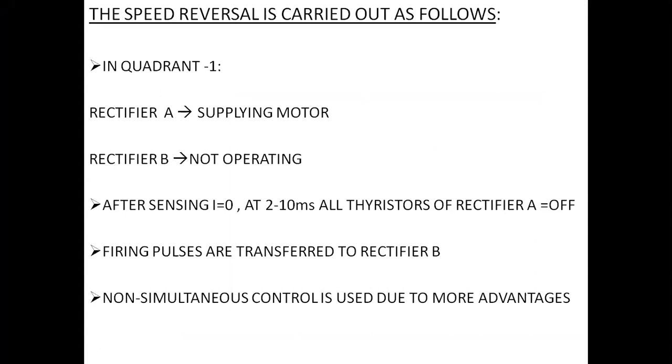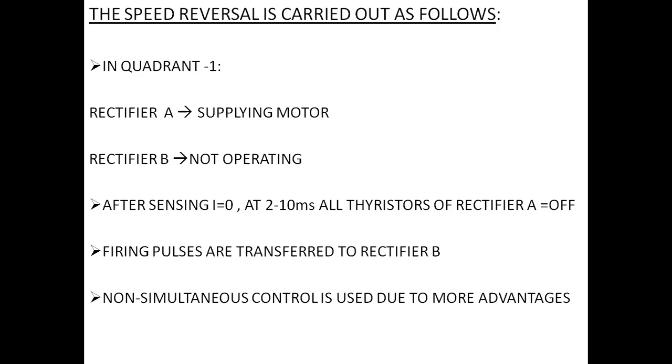So while going through the series rectifier, now we will see about the speed reversal. In previous sections we have seen how the speed reversal is done, and now I'm going to explain how the speed reversal is carried out as follows. While operating in quadrant 1, rectifier A will be doing some work and B will be doing other work. Here rectifier A will be supplying the motor. That means it is acting as a generator and it is giving some supply to the motor.